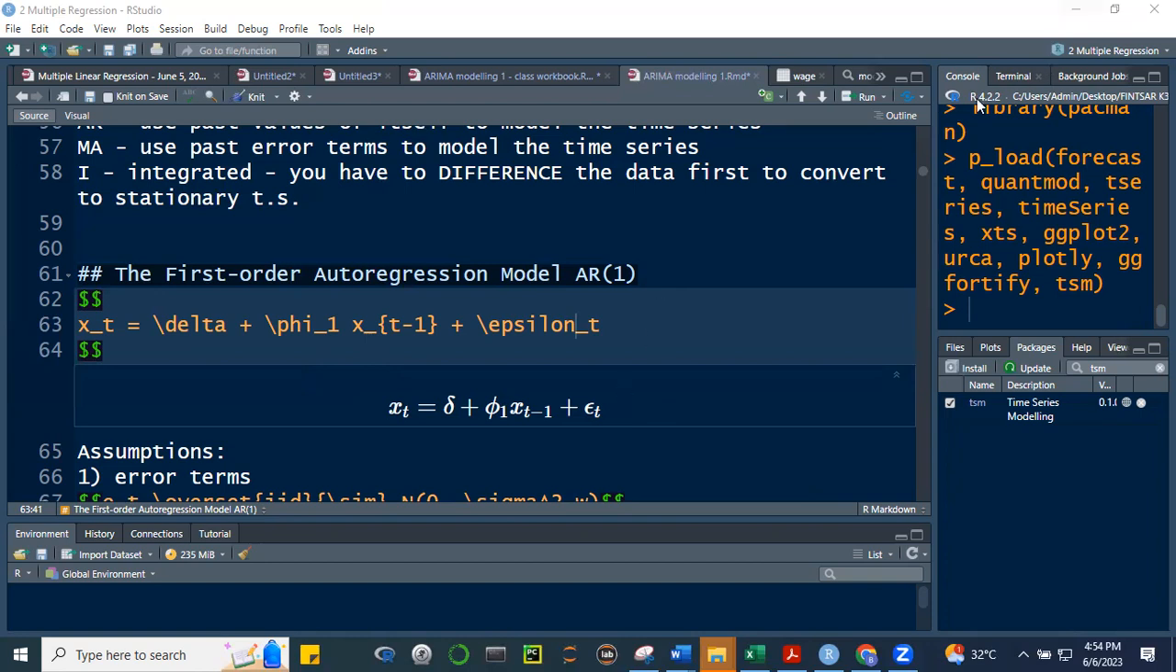Okay, so we have this AR1 process, no? So ano yung AR1 process? First order autoregression model. First order, why first order? Kasi you are coming up with a model x sub t where it is regressed, it is modeled on x sub t minus 1. This is lag1.